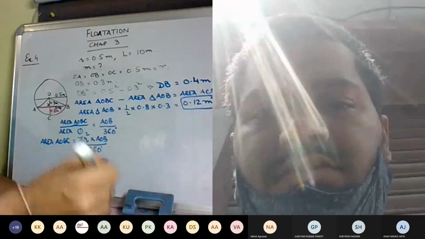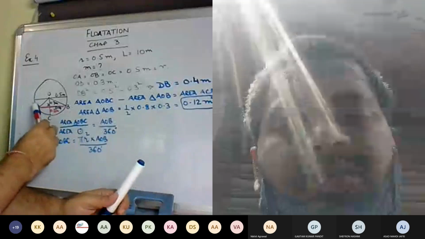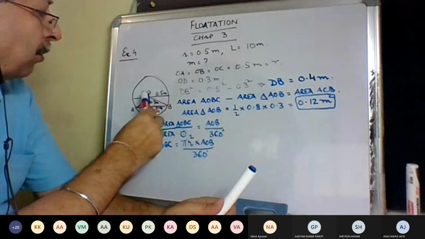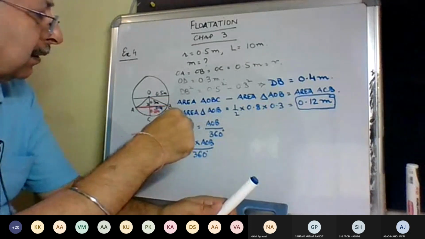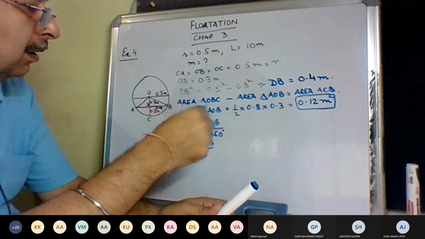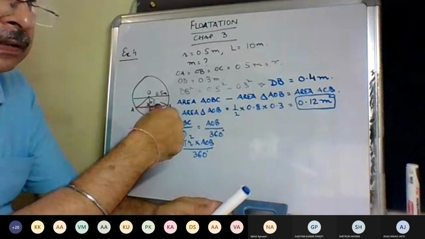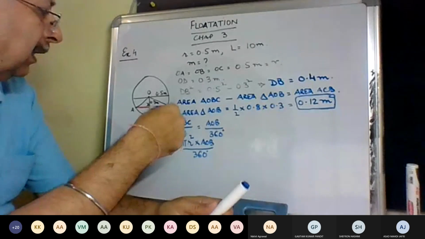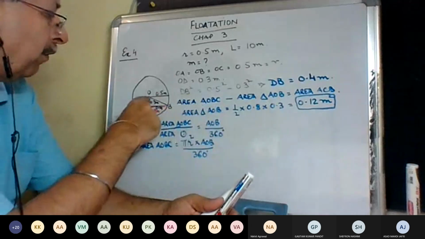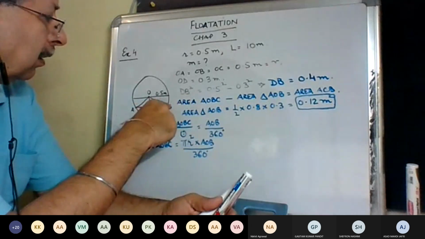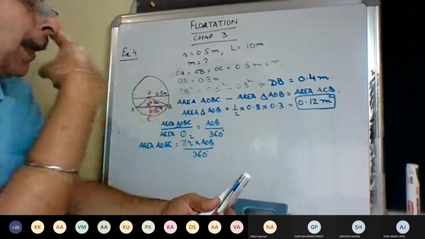Sir, let me explain this ratio once more. AOBC is a part of the circle. So the ratio of the areas will be directly proportional to the ratio of the angles that they subtend at the center, the arc which they subtend. So the area of AOB is going to be proportionate to the area of the whole circle.